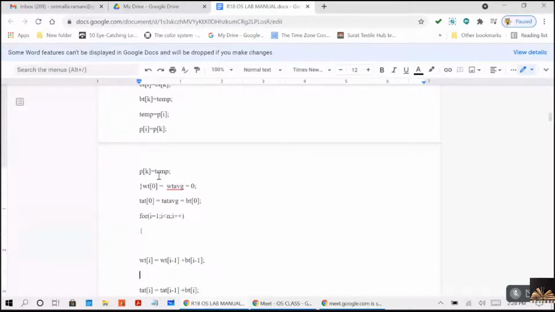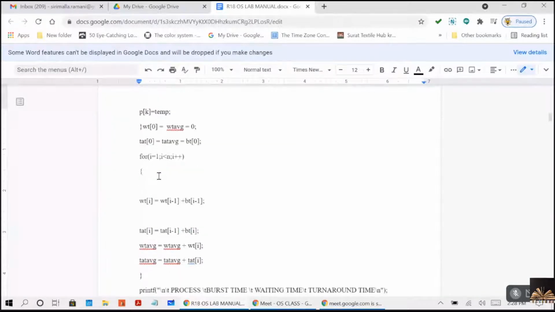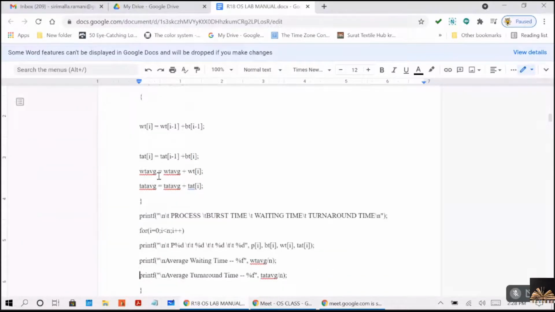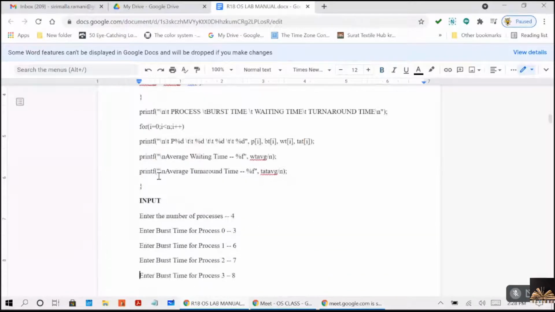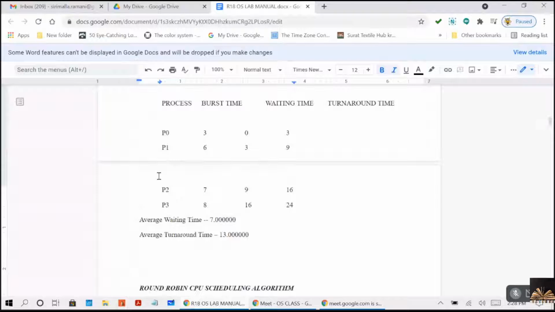After sorting, the remaining part is the same. Waiting time of i is equal to waiting time of i minus 1 plus the previous burst time, all the same. Printing the jobs in matrix format is also the same, and so is calculating the average waiting time and average turnaround time.